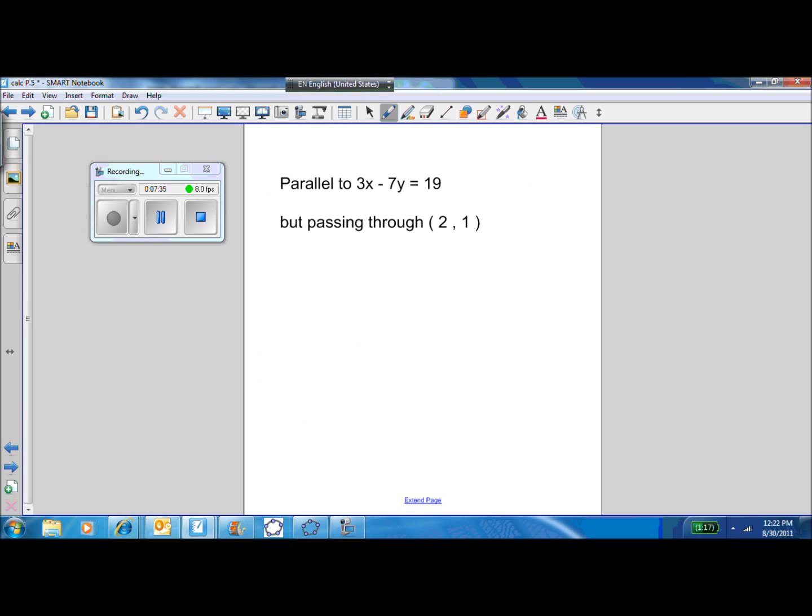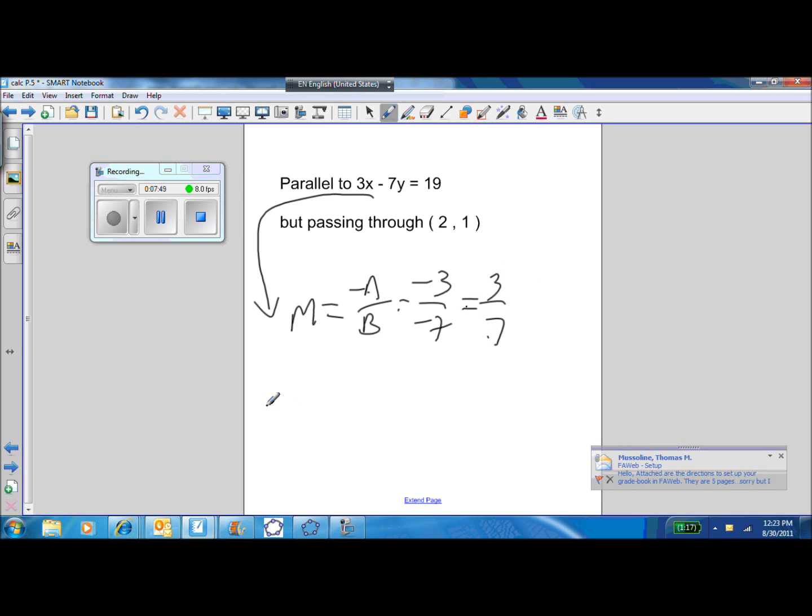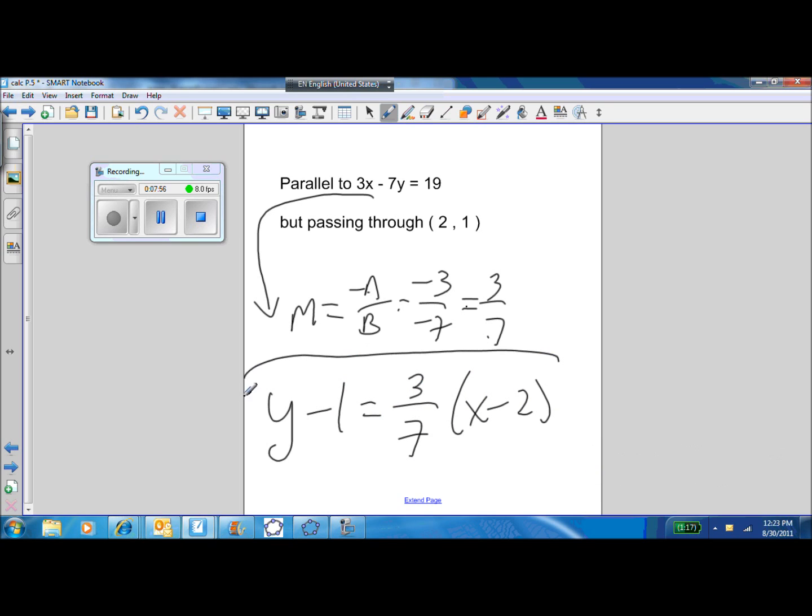Now, parallel to 3x minus 7y equals 19, but passing through 2, 1. Well, we can get the slope from this. The slope is negative a over b when it's in standard form. So you get negative 3 over negative 7, or 3/7. And then you just go to your handy dandy point slope. Y minus 1 equals 3/7 times x minus 2. There, that's fine, unless you want to change the form around.